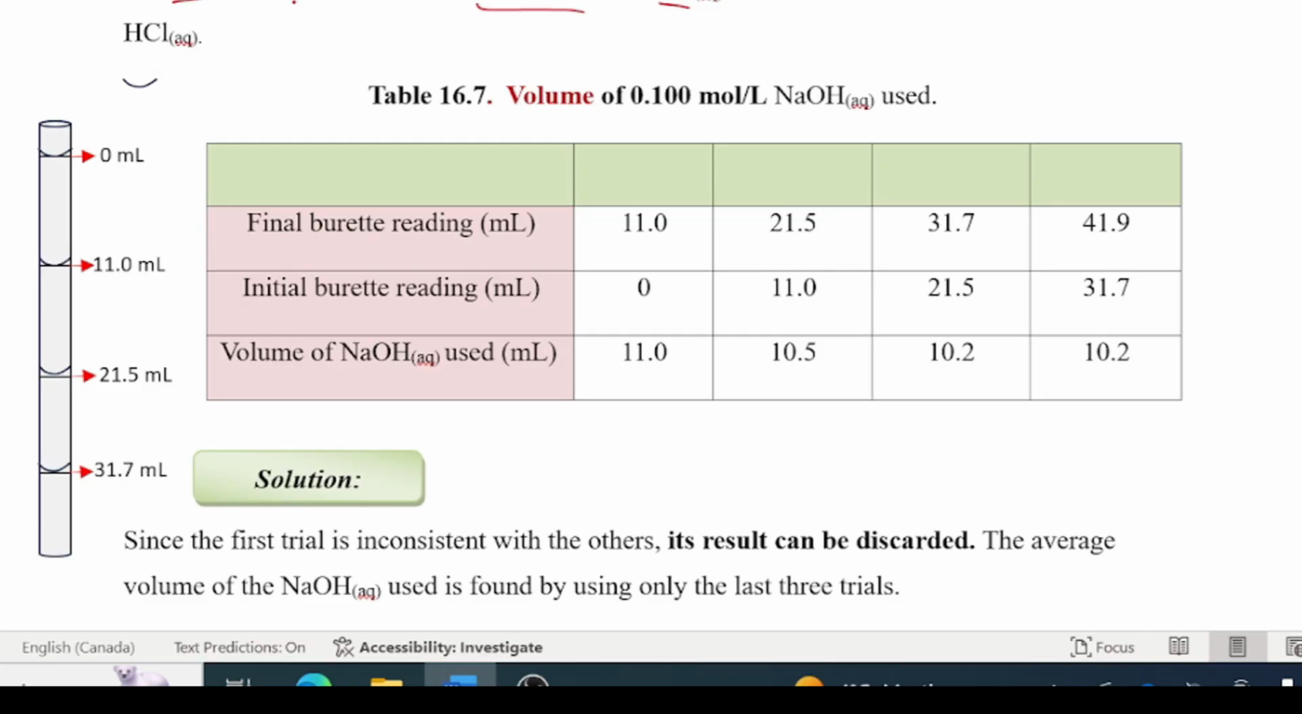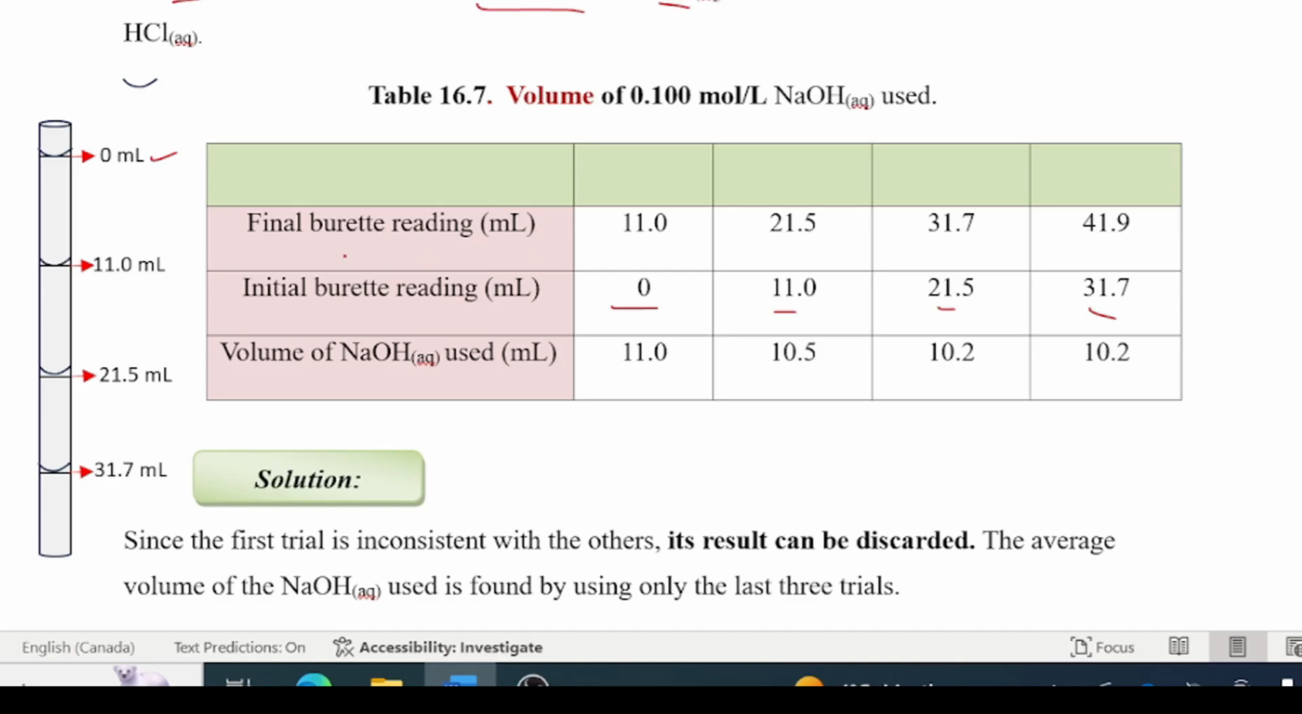Let us put it in perspective now. So initially we said you zero the reading of the sodium hydroxide in the burette. So when the meniscus touches 0 there, so initially it was a 0, okay?